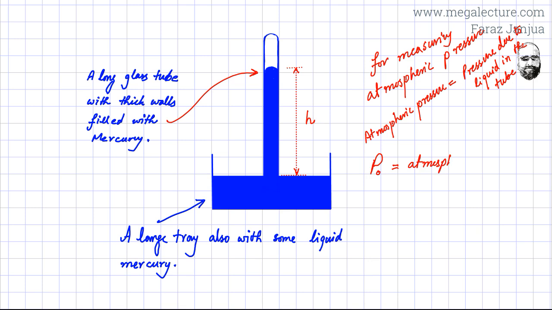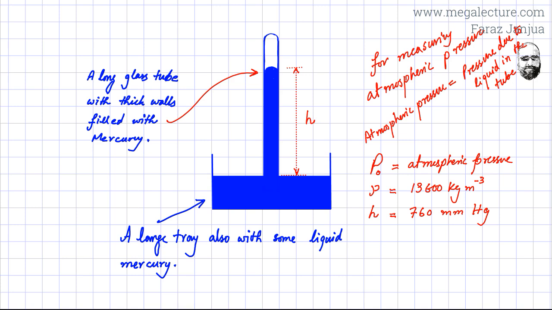For the density we use mercury, and the density of mercury is 13,600 kg per meter cube. Actually, it is 13,590 kg per meter cube, but we can approximate it to 13,600 kg per meter cube. Height: when this experiment is done at sea level, the height is 760 millimeter of Hg. This is also used as a scale of pressure, millimeter of Hg.